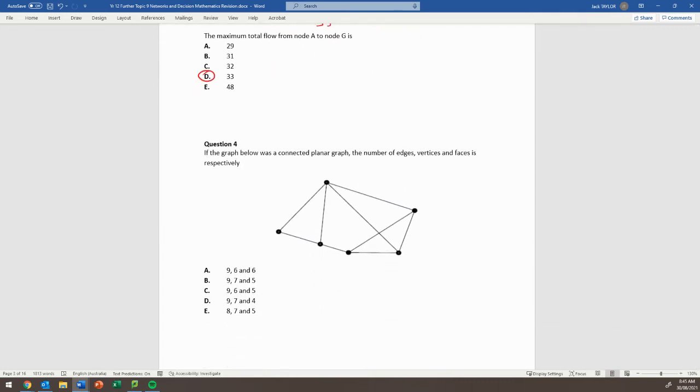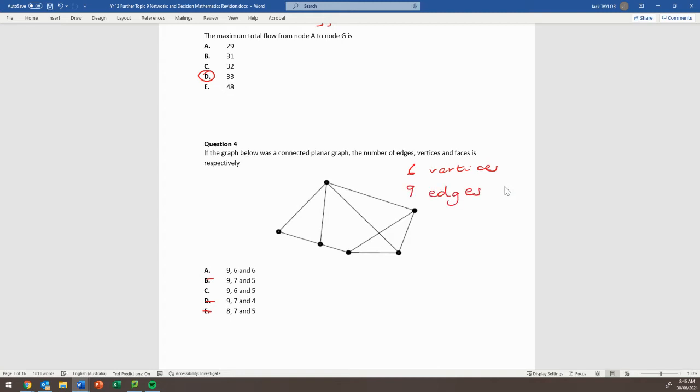If the graph below was a connected planar graph, the number of vertices, edges, and faces is. All right, so first of all, let's start off with vertices. That's easy. We can see that there are 6. That already eliminates a few of these options for us. Number of edges must be 9, because that's the only 2 options that are left.